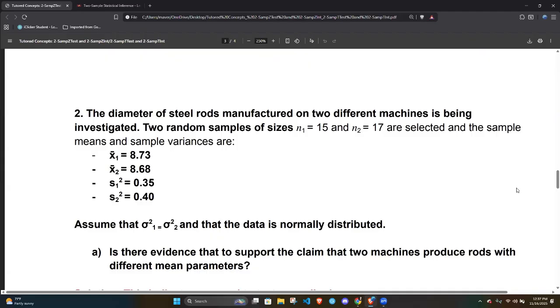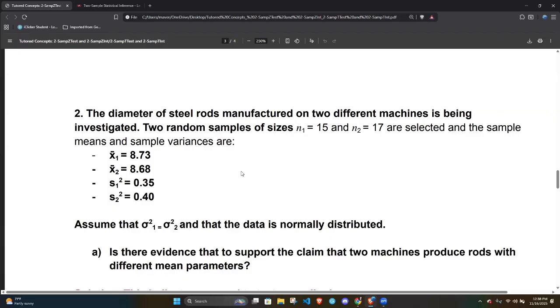So for part A, we want to determine if there is evidence to support the claim that the two machines produce rods with different mean parameters. Immediately off the bat, given all the context of this problem, we notice that we are not actually given the population variances. We're given sample variances, but not the population variances. So given what's known in the slides, whenever the population variances are unknown, we are doing a two-sample t-test.